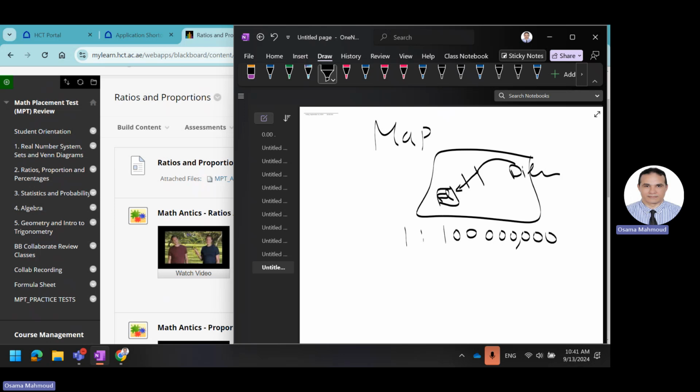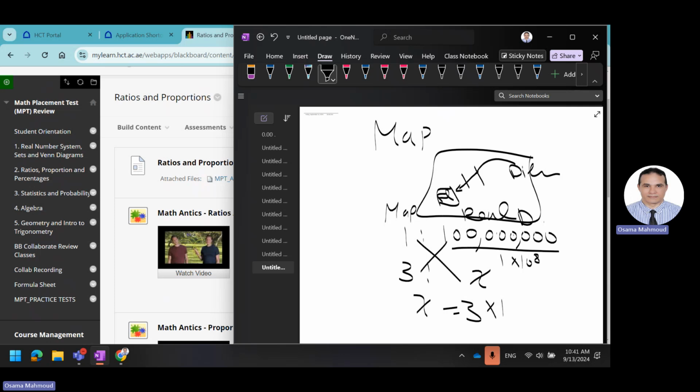So you have 100 million, okay? If you are given the distance, say 3 centimeter in the map, and you would like to find the real distance, let x be the real distance and use the cross product. So x will be 3 times, and you can write it in scientific notation, 10 to the power what? How many zeros do you have here? 8, so yes, 1 times 10 to the power 8. So this is the real distance.